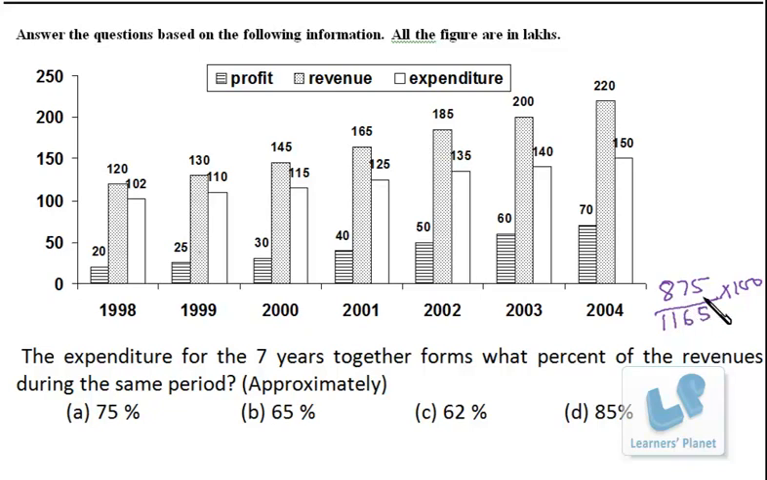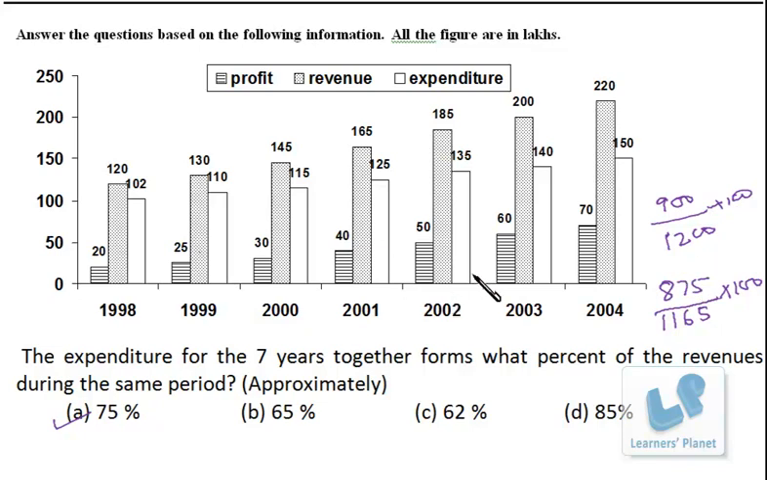So for 875, because we are giving the positive effect onto both of them, I just write 900, and for 1165 I just write 1200, right? So we are giving them higher side approximation. So it's 9 by 12, so that is 3 by 4, that is 75%, right? I hope you are getting me.